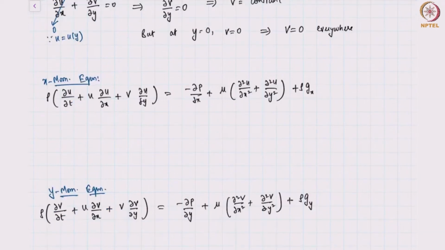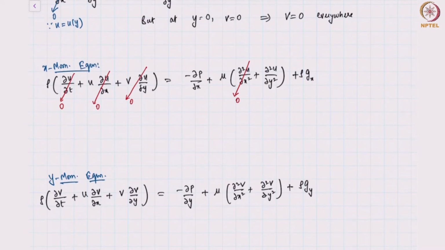This allows us to immediately simplify a bunch of terms in our equations. For example, if v is 0, I can straight away get rid of this term. I have steady state, so therefore this term is 0. It's fully developed, so therefore this term is 0. We do not have any variation of velocity in the x direction, so this term is also 0. Further, this is a gravitationally driven flow, not a pressure gradient driven flow, and therefore this term is 0.